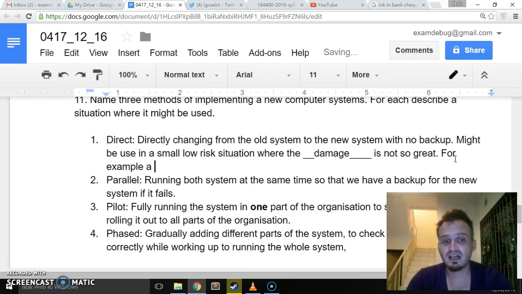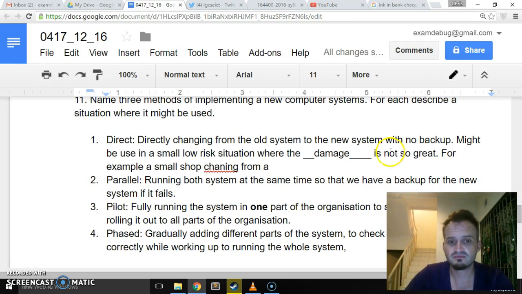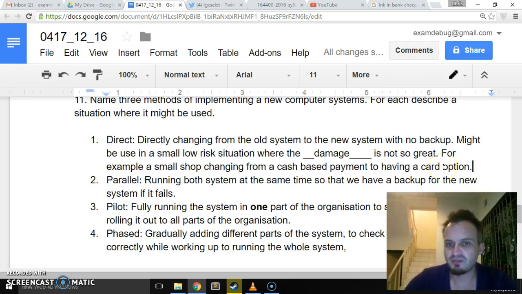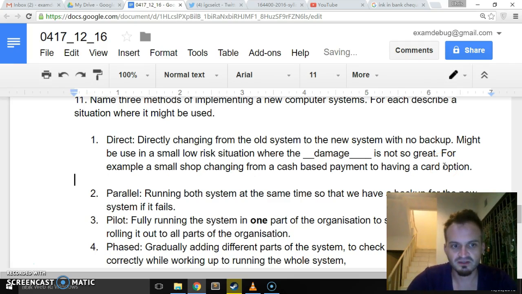For example, a small shop changing from a paper-based or cash-based payment to having a card option. Okay, so something like this where it's not going to be disastrous. Let's space that out so we can see what's going on.